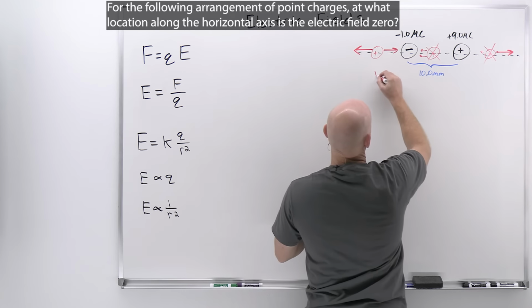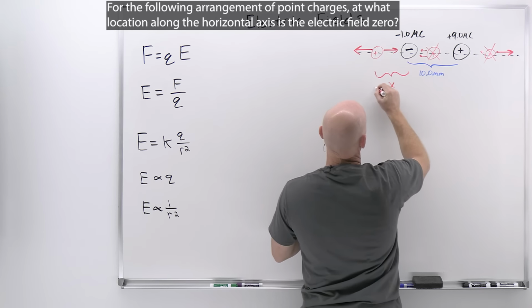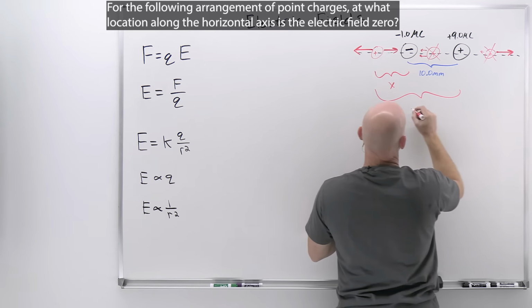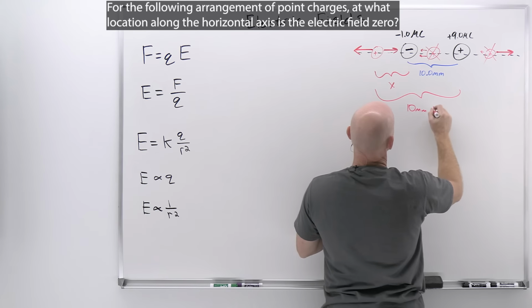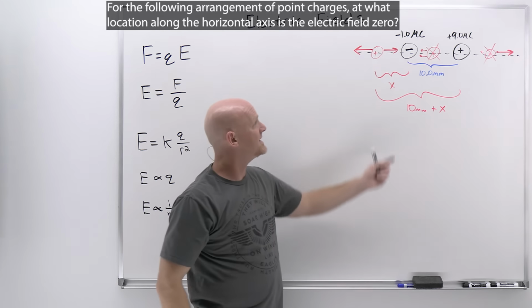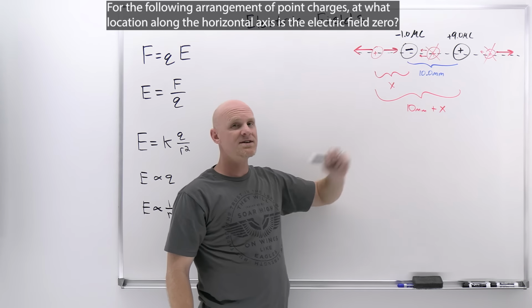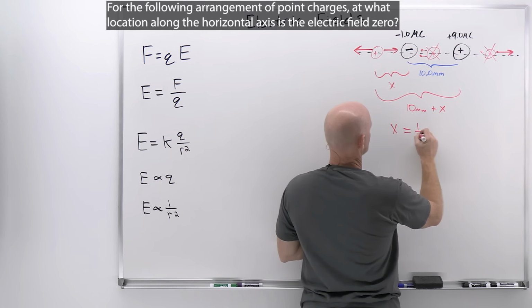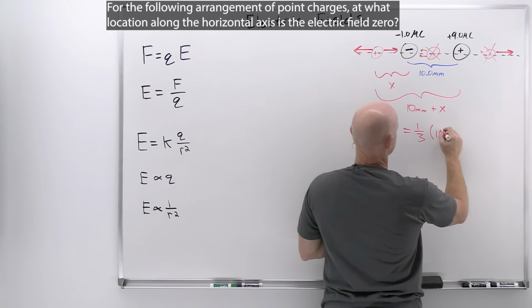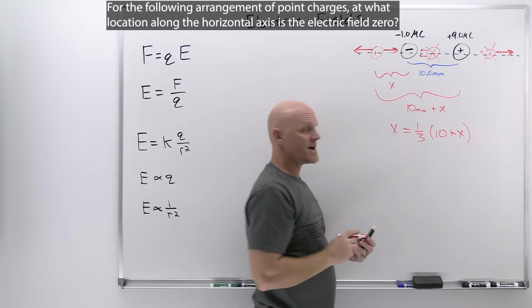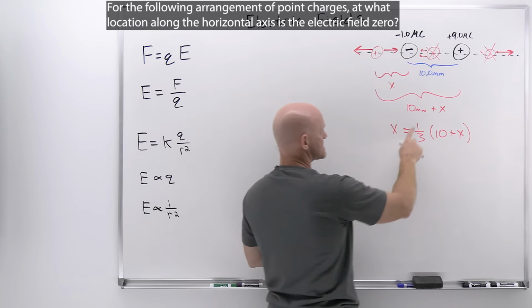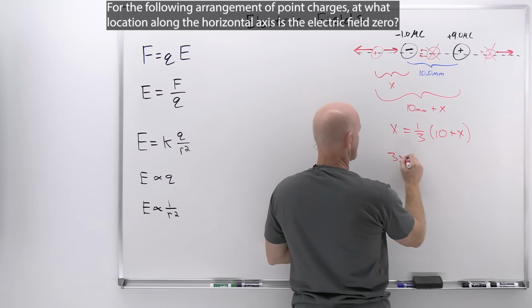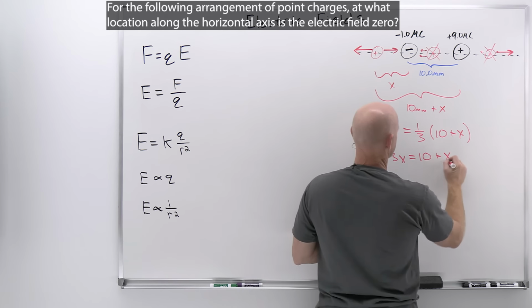And so we can take a look at this distance right here, which I'll call x, and compare it to this distance right here, which is 10 millimeters plus x. And ultimately, I need x to be 3 times closer than 10 plus x. And you could write that as an equation. You could say that x equals 1/3 of 10 plus x, and then solve for x. In this case, I'll multiply both sides by 3, and I'll get 3x equals 10 plus x.